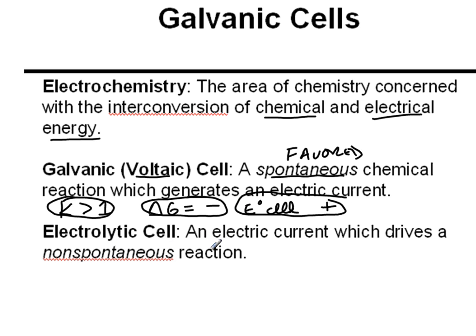Whereas in an electrolytic cell, you have to apply electric current to drive a non-spontaneous reaction. If it's non-spontaneous, it means it's going to be a reactant-favored reaction. That means when you compare K, Q is going to be less than 1. Your delta G value is going to be positive, and your E cell value is going to be negative, since it's going to be non-spontaneous. So that's linking all those ideas together: the idea of equilibrium, thermodynamics, and electrochemistry. That's what we're trying to do here.